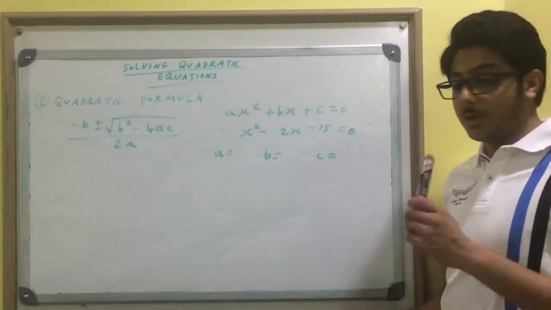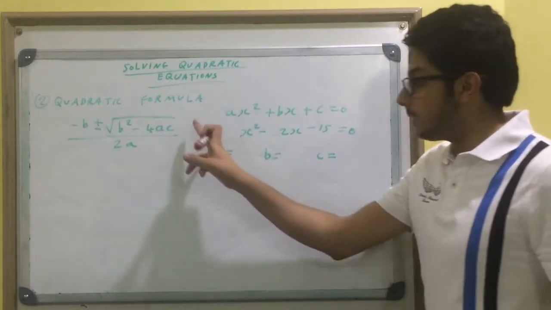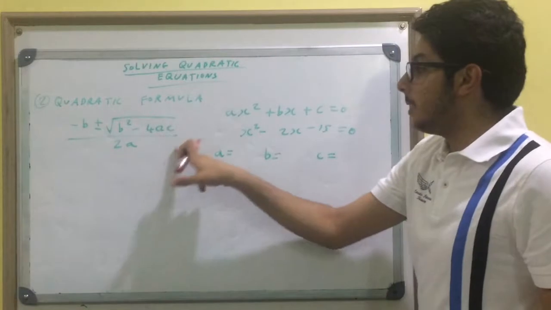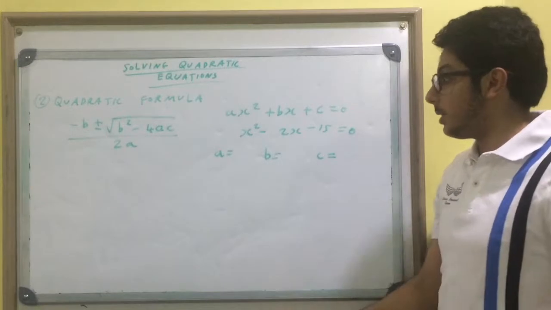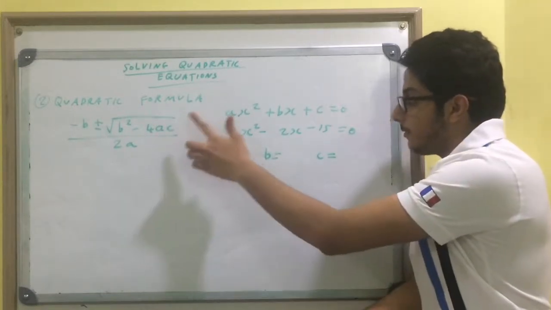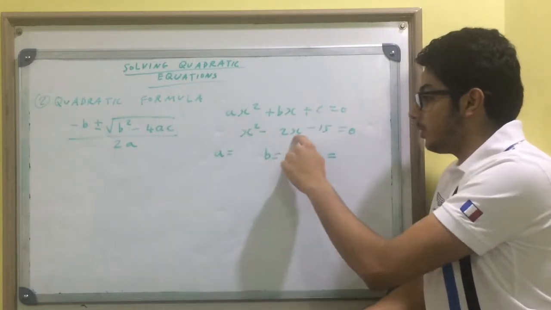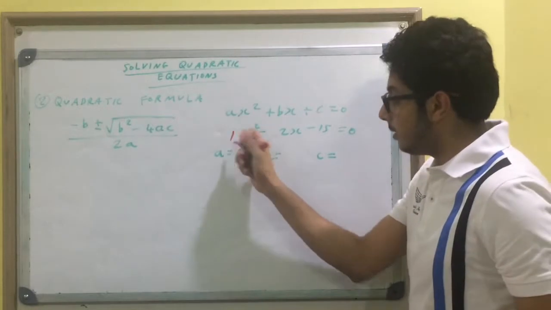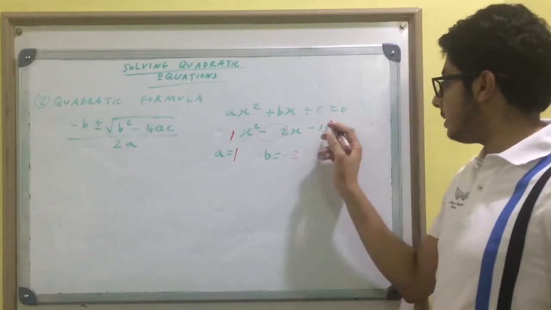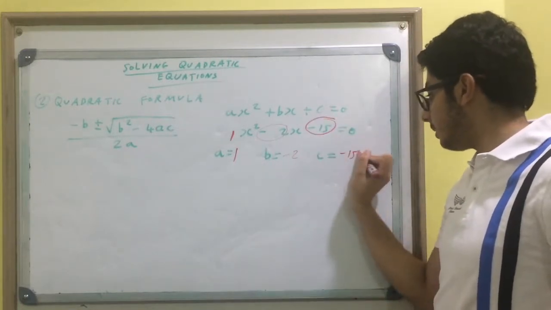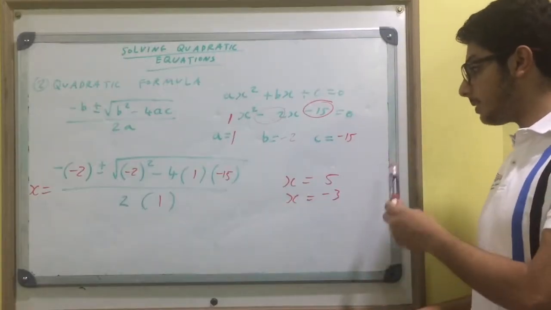Next method. Okay, so by far the easiest method is the quadratic formula. You need to memorize this formula, unless they give it to you in a formula sheet depending on which exam board you're taking. This formula only works if the equation is ax squared plus bx plus c is 0. So let's use this equation, x squared minus 2x minus 15 is 0. So a is going to be 1, b is going to be negative 2, and c is going to be negative 15. You plug that into the equation, you get x is 5 and x is negative 3.